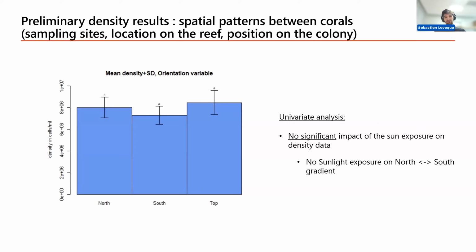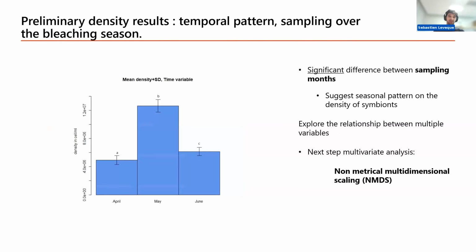And the last aspect that we wanted to explore was the temporal aspect, as we sampled through April, May, and June. And on that topic, we saw a significant difference between the sampling months, which suggests a seasonal pattern on the density of symbionts within corals.